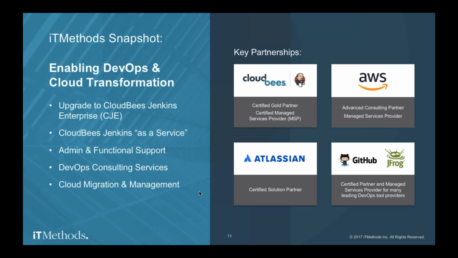Obviously CloudBees, but Amazon Web Services is a very key partner of ours. We have a number of designations, including their managed service provider certification. Atlassian, so we're very active in helping customers evolve their Atlassian suite, which includes Jira, Confluence, Bitbucket, many other tools, GitHub, and JFrog, just to name some of the key relationships we have.